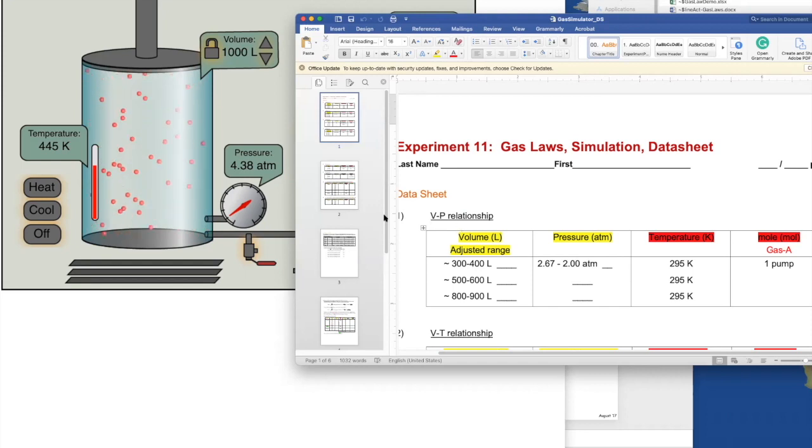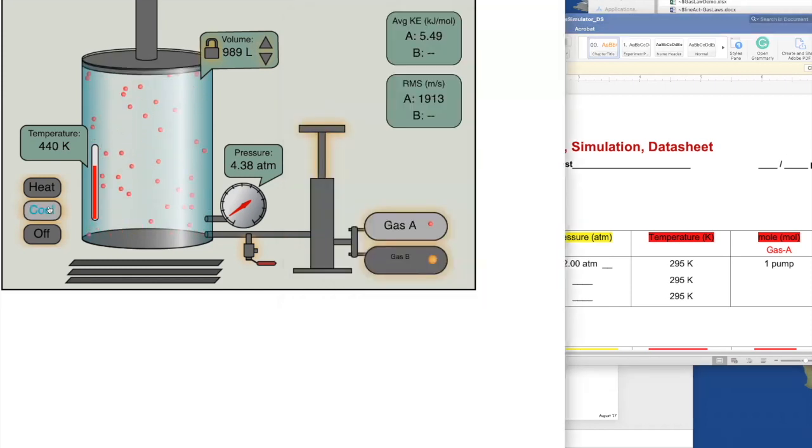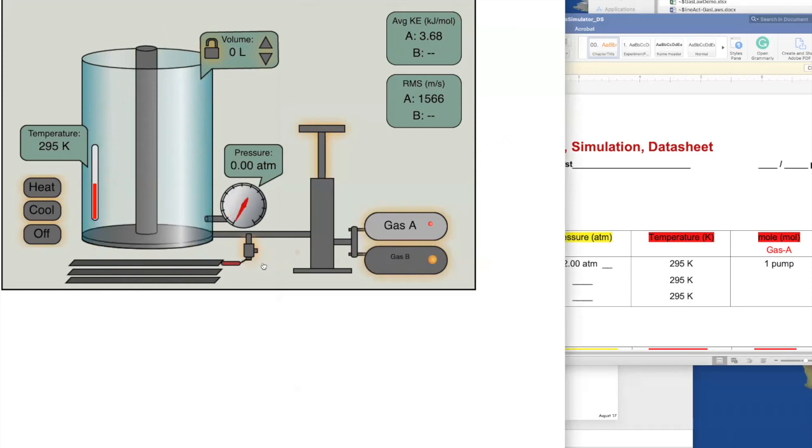This is a volume pressure relationship. What we're going to do is set this temperature at 295. Sometimes it's hard to control this, so you have to learn how to double click. I'm going to do one pump here. Just one pump according to the data sheet.